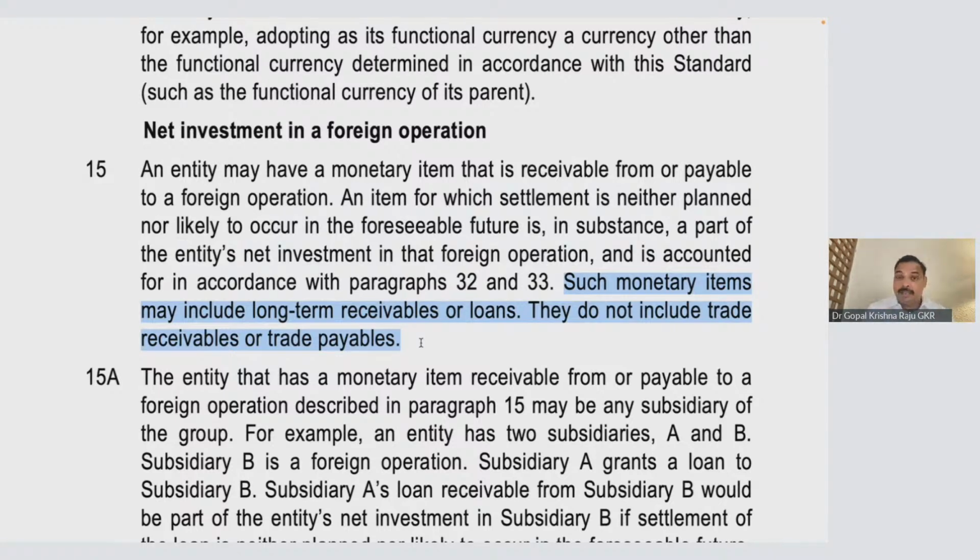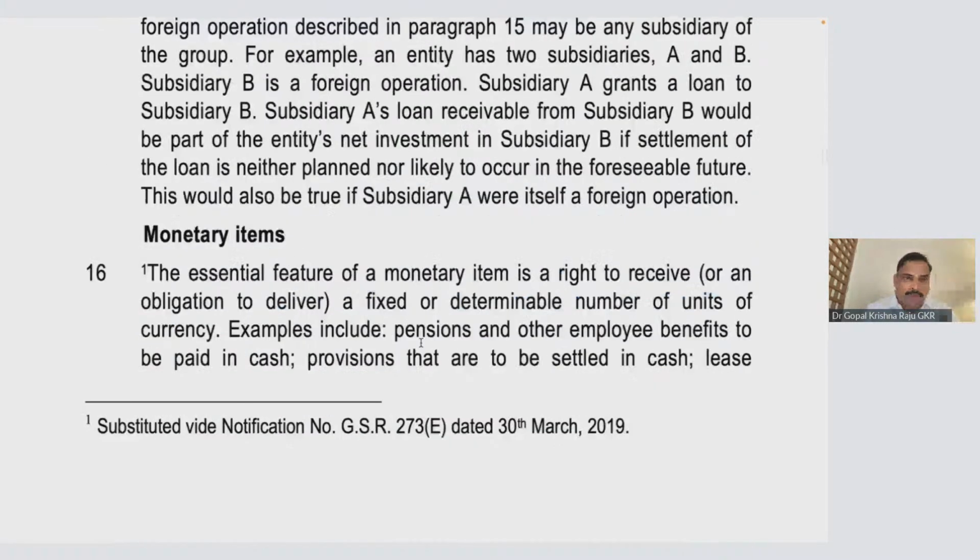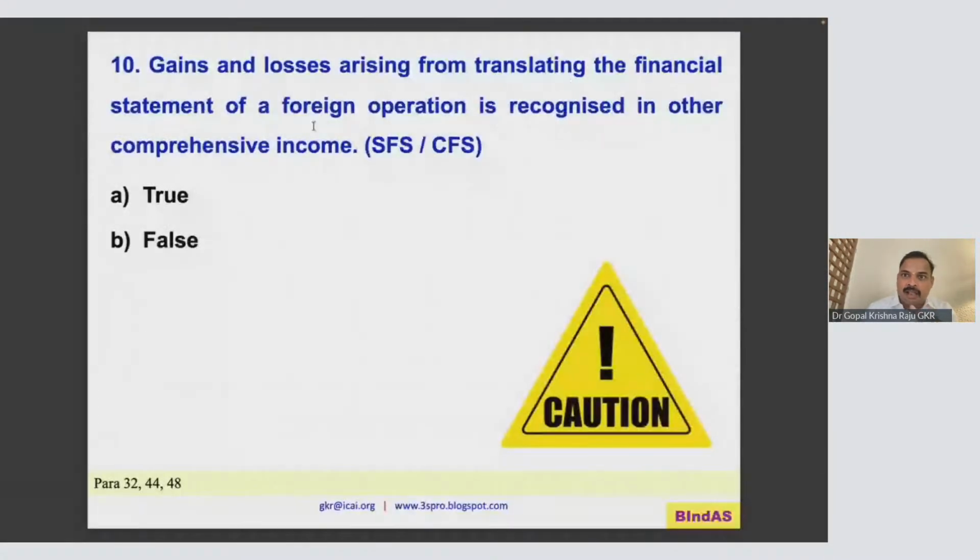Please understand the business part of it, then this paragraph will be clear. Only one part I will discuss, paragraphs 32 and 33. These two paragraphs alone I will discuss, and then I'll do one simple case study. So, this is gains or loss arising from translating the financial statement of a foreign operation, recognized in other comprehensive income. If I discuss this one question, I'm sure you will be clear.